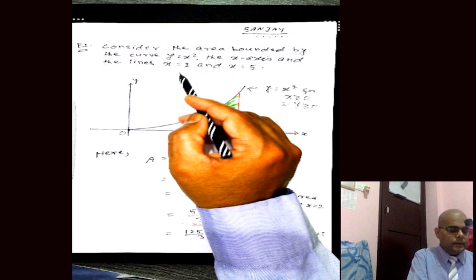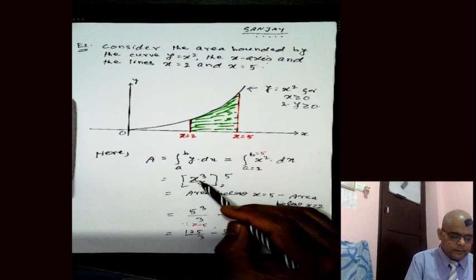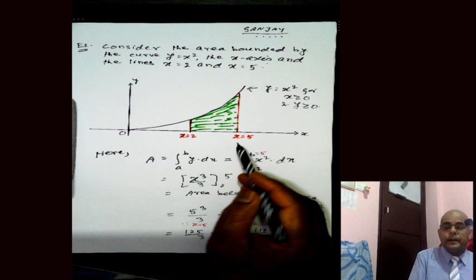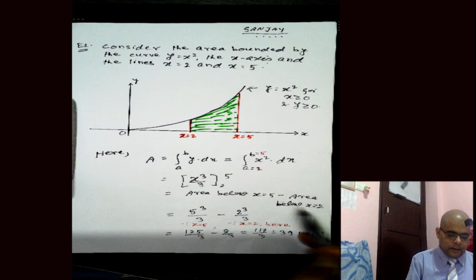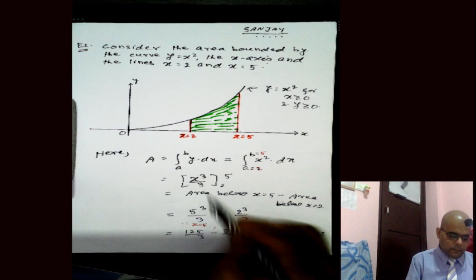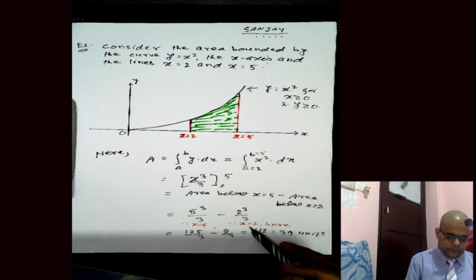So we apply the general rule to integrate the function, and after you integrate, you take the area below x equals 5, that is the upper limit, minus the area below x equals 2, that is the lower limit. So we deduct these areas. When x is 5, you put 5 here: 5 cube by 3 minus 2 cube by 3. After calculation, the area is 39 square units.